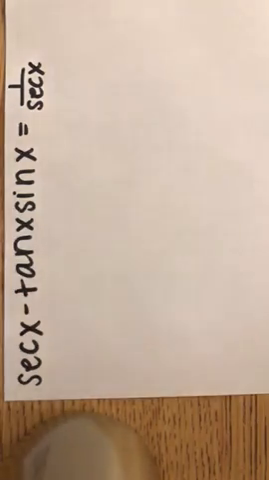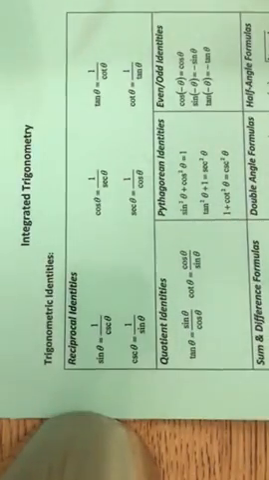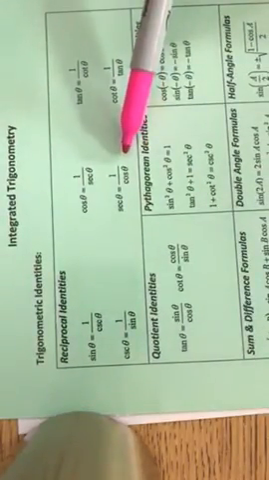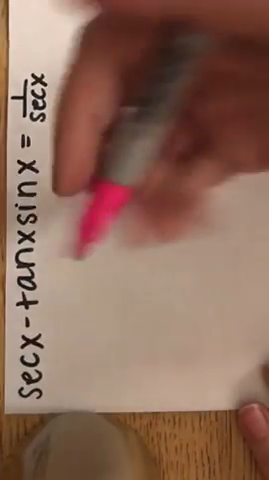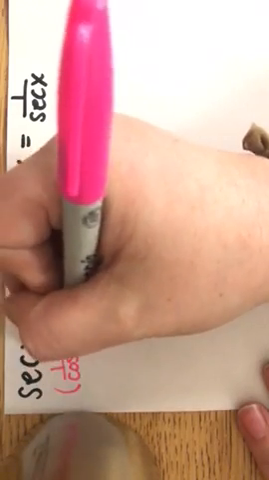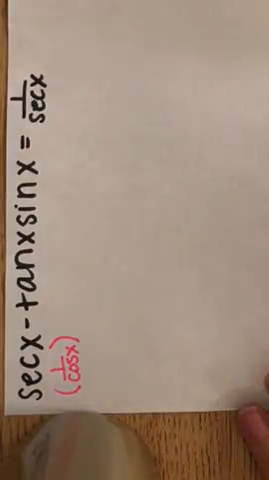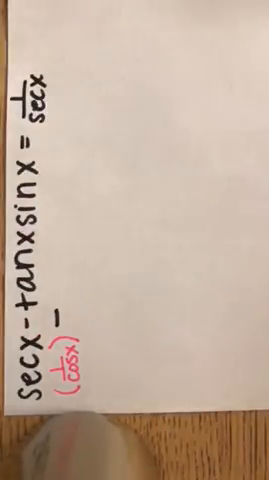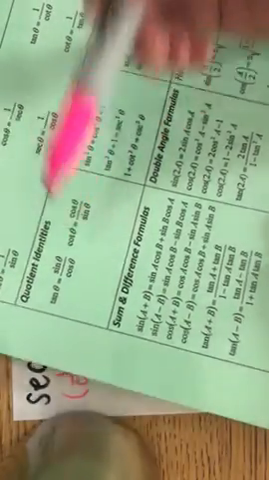So according to my formula sheet, or your foldable, secant, that's what we're looking for, secant is equal to 1 over cosine. So I'm going to come in and rewrite that. Okay. And then according to my quotient identity, tan is sine over cosine.